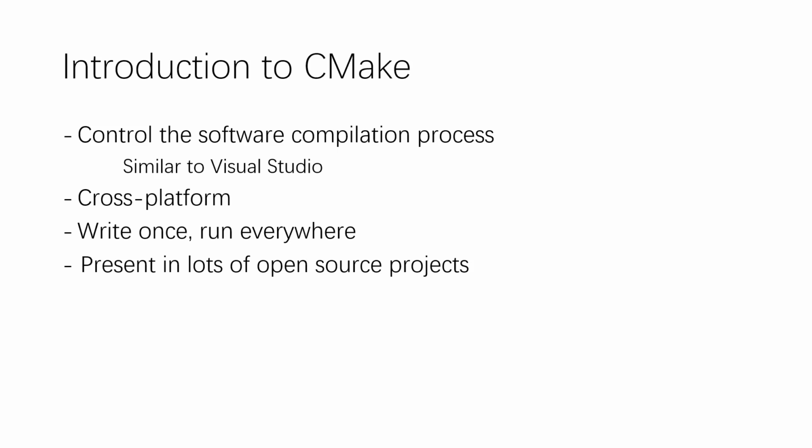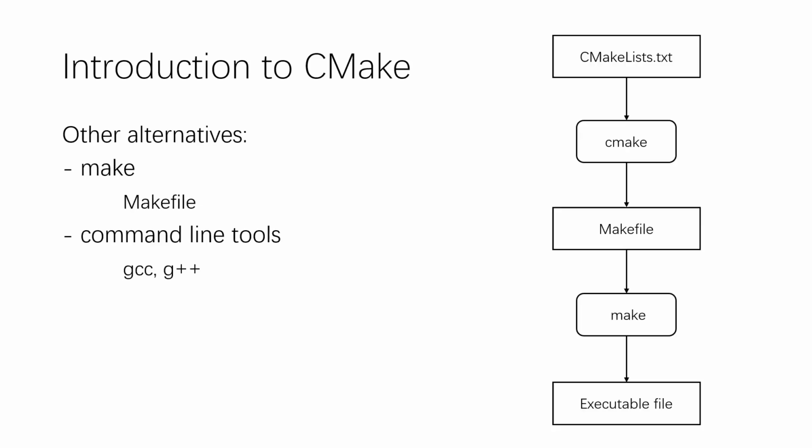CMake is a flexible cross-platform tool. We can write the configuration file once and run the projects on different platforms like Windows, Mac, and Linux. CMake is also used in lots of open source projects, so learning it also helps us to understand others' projects.